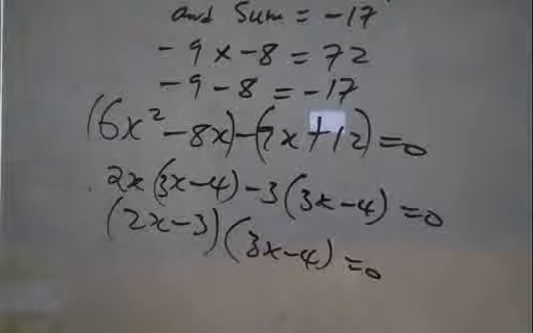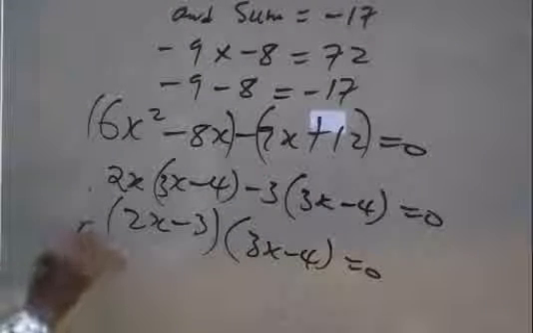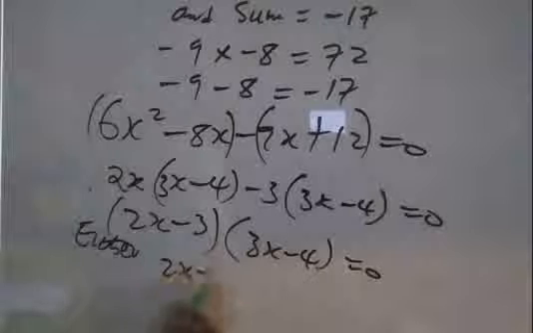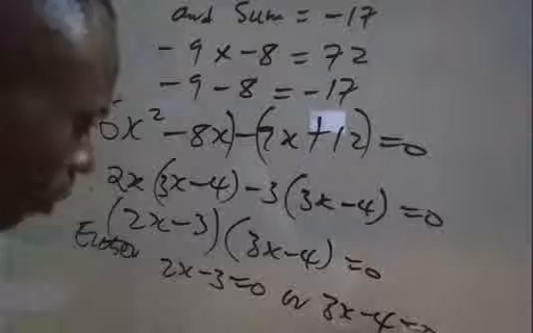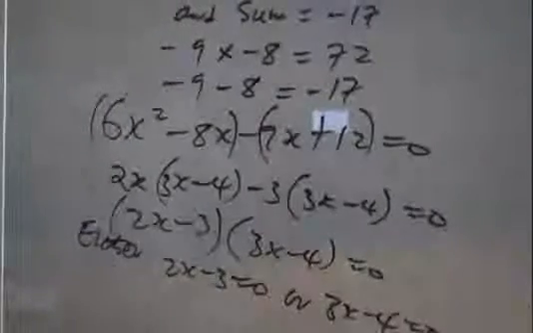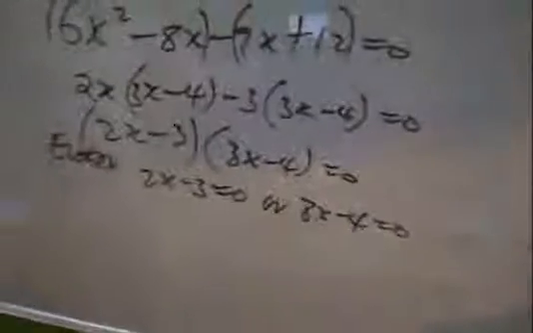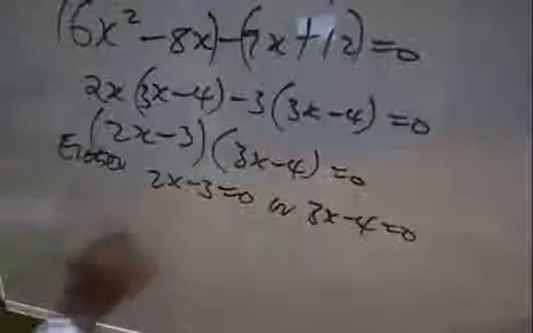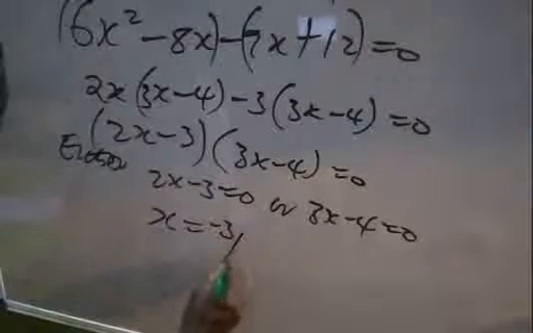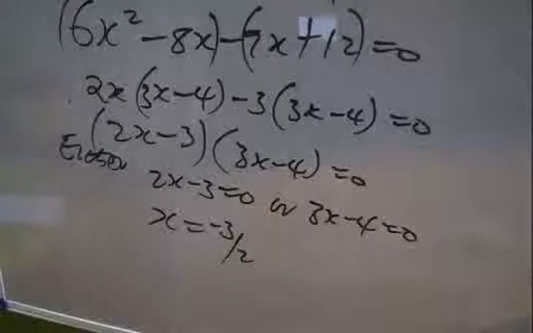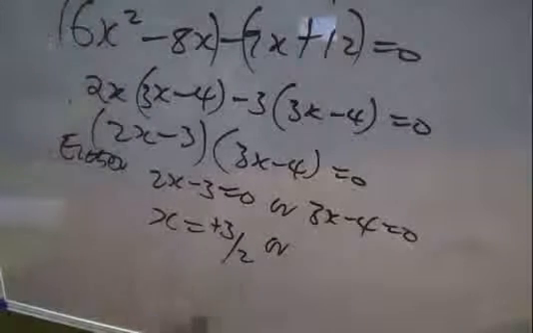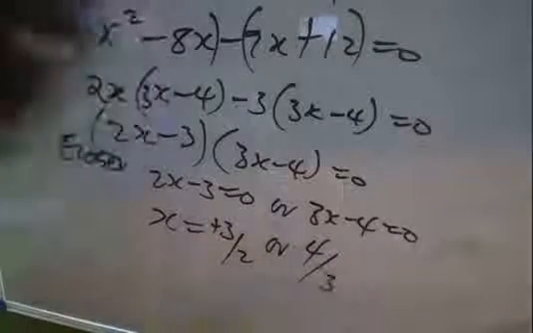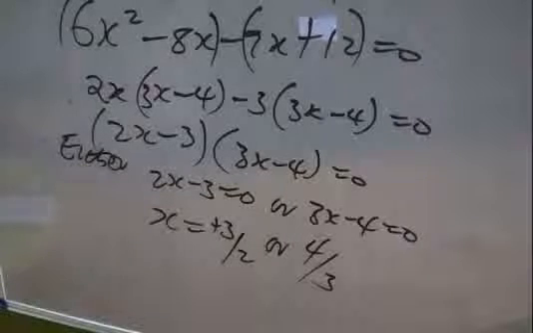So, if you solve that, if you take this to the other side, you have either 2s minus 3 equals to 0 or 3s minus 4 will be equals to 0. So finally, we get our s. Our s will be equals to plus 3 over 2, or s will be equals to 4 over 3, which is our final answer.